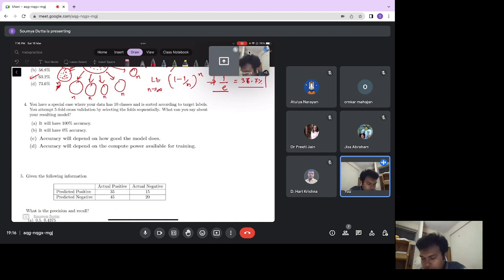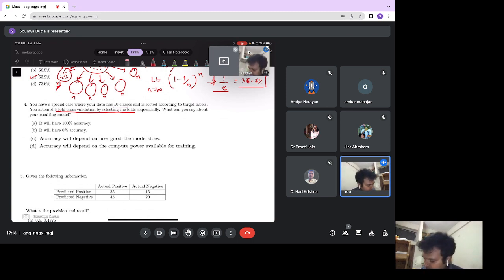Okay, so to the next question: you have a special case where your data has 10 particular classes and is sorted according to the target labels. You attempt 5-fold cross-validation by selecting the folds sequentially. What can you say about your resulting model?